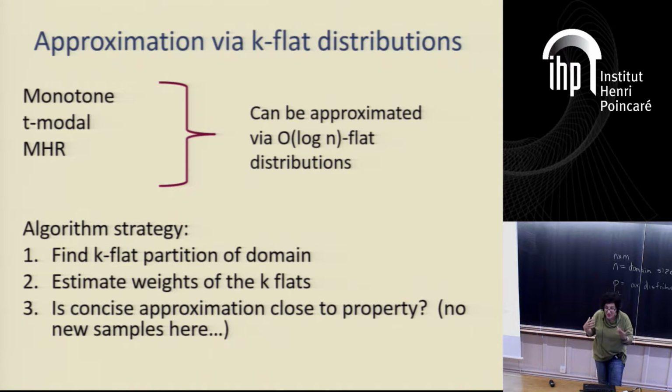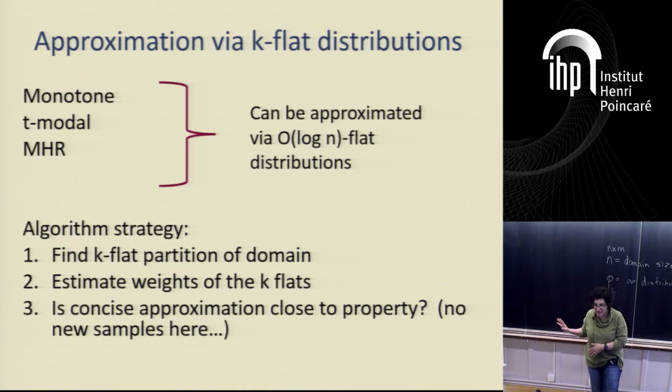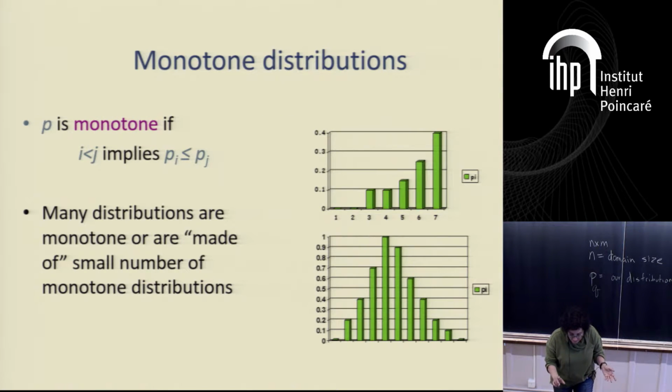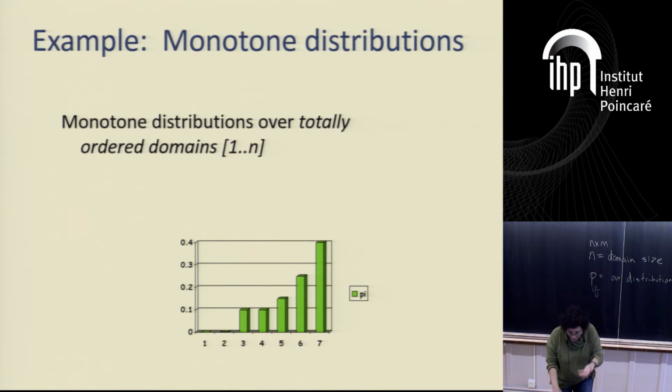So notice we're not learning unless the distribution had the property. We're only learning if the distribution had the property. We are not learning if the distribution did not have the property. So it's not actually a learning algorithm. Okay? All right. So, monotone distributions, it's kind of that picture.